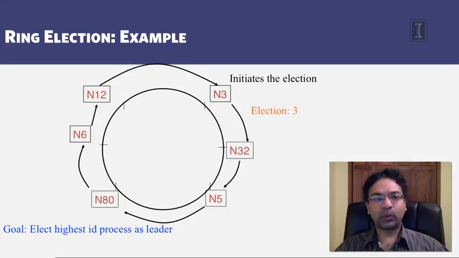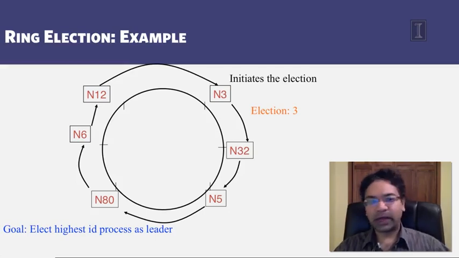Now let's see an example with the previous ring that we had discussed. Once again, here the goal is to elect the process with the highest ID as the leader in the group. And this essentially means that the attribute is the ID. The attribute we're using in the election is the ID. So N3 is the initiator.